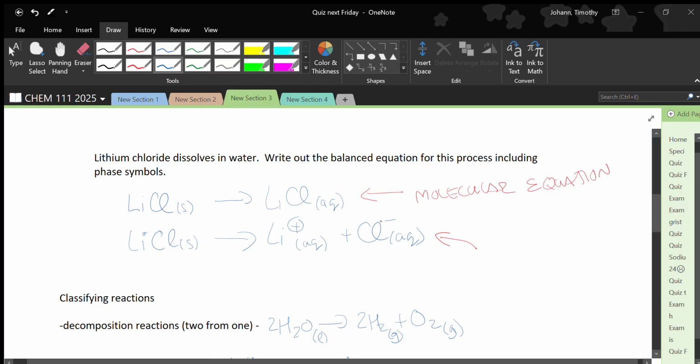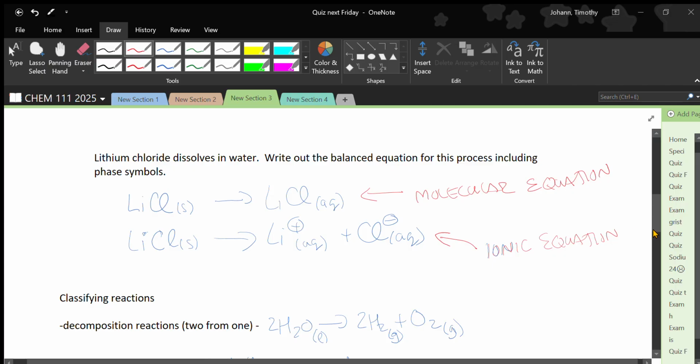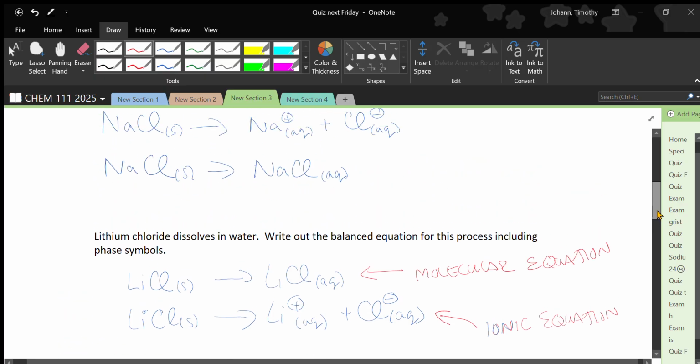I see a problem here. This is more what it looks like in solution. It's those ions floating around separately. This would be the ionic equation. So for an ionic equation, wherever you have aq listed next to an ionic compound, you break it into its ions. That's what's going on. And that could be going on the other side of the equation as well. We won't worry about that just yet, but that's going to be Monday or Wednesday of next week.